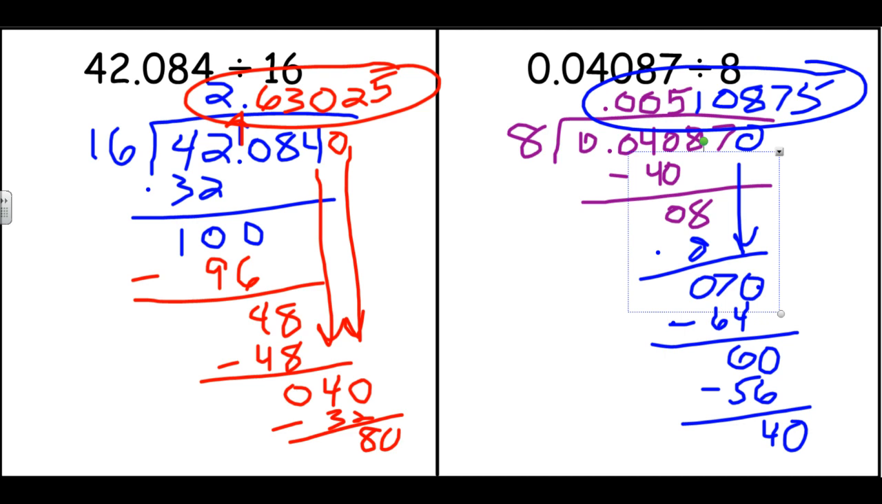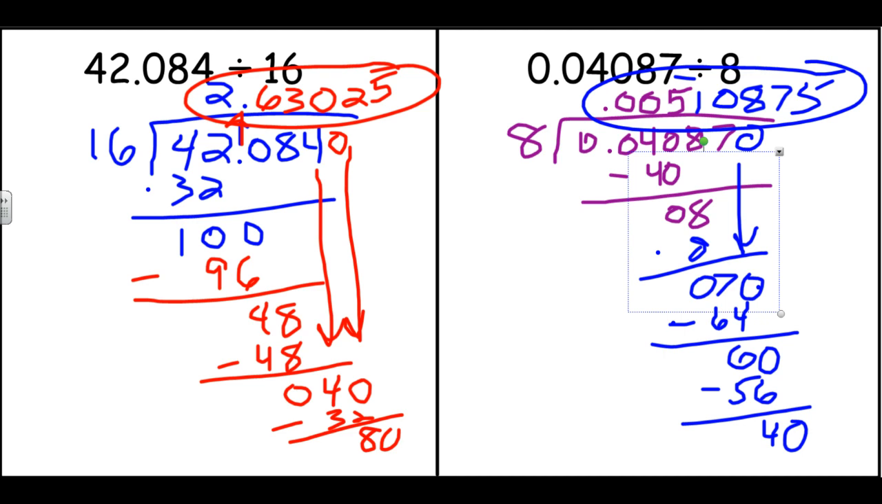0.00510875. And if you wanted to go through and find the place value name for that, we have tens, hundreds, thousands, ten thousands, hundred thousands, millions, ten millions, hundred millions. So here we have 510,875 hundred millionths as our quotient.